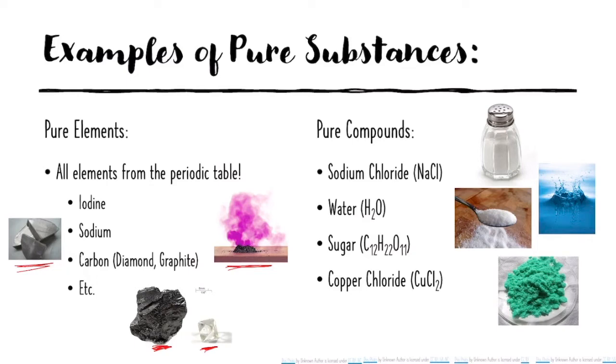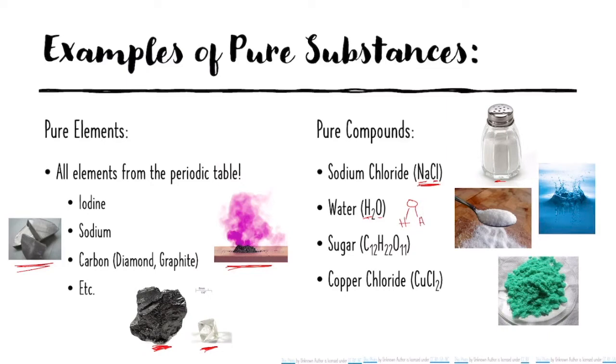All right, and then pure compounds. Some examples would be sodium chloride. So this is table salt, the stuff that you put on your food, and it is sodium and chlorine combined into one substance, and that forms those little crystals of salt, sodium chloride. Water is hydrogen and oxygen, so 2 hydrogen atoms and 1 oxygen atom that come together to form individual water molecules. Right, so they look like this.